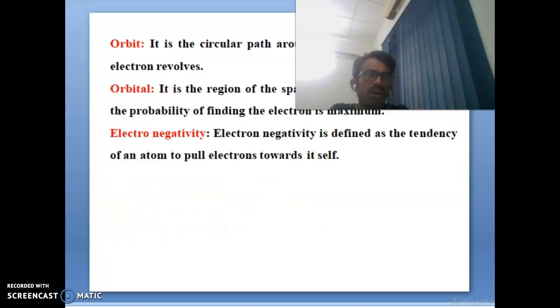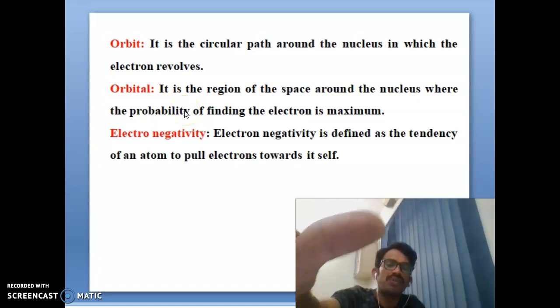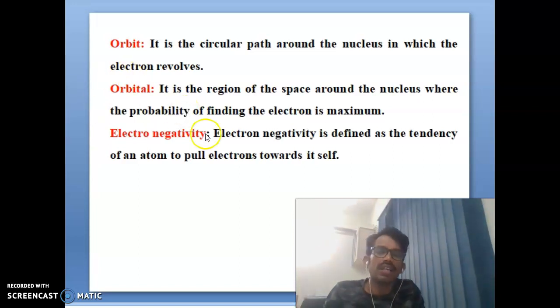Okay. Then what is an orbit? The orbit is the circular path around the nucleus in which the electrons revolve. What is an orbital? It is the region of space around the nucleus where the probability of finding the electrons is maximum, that is called an orbital. What is electronegativity? Electronegativity is defined as the tendency of an atom to pull electrons towards itself. So those are a few of the new words or definitions.